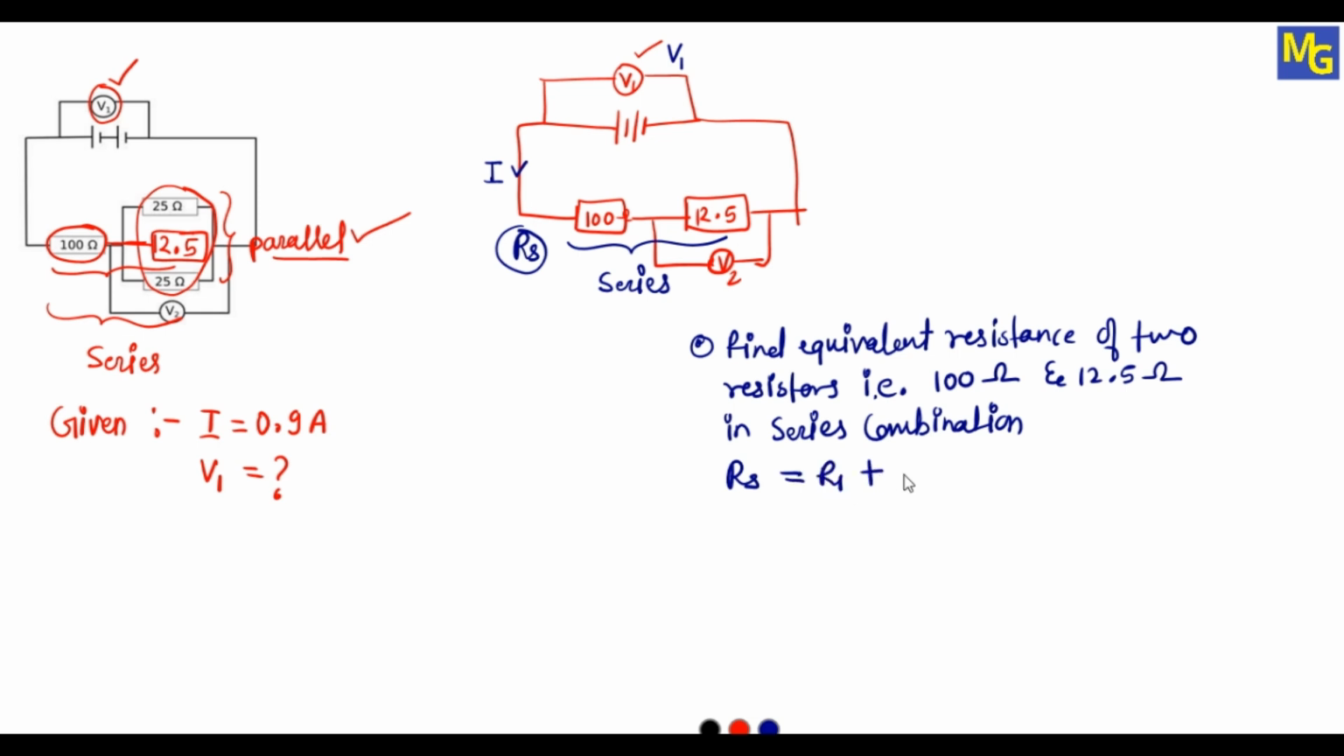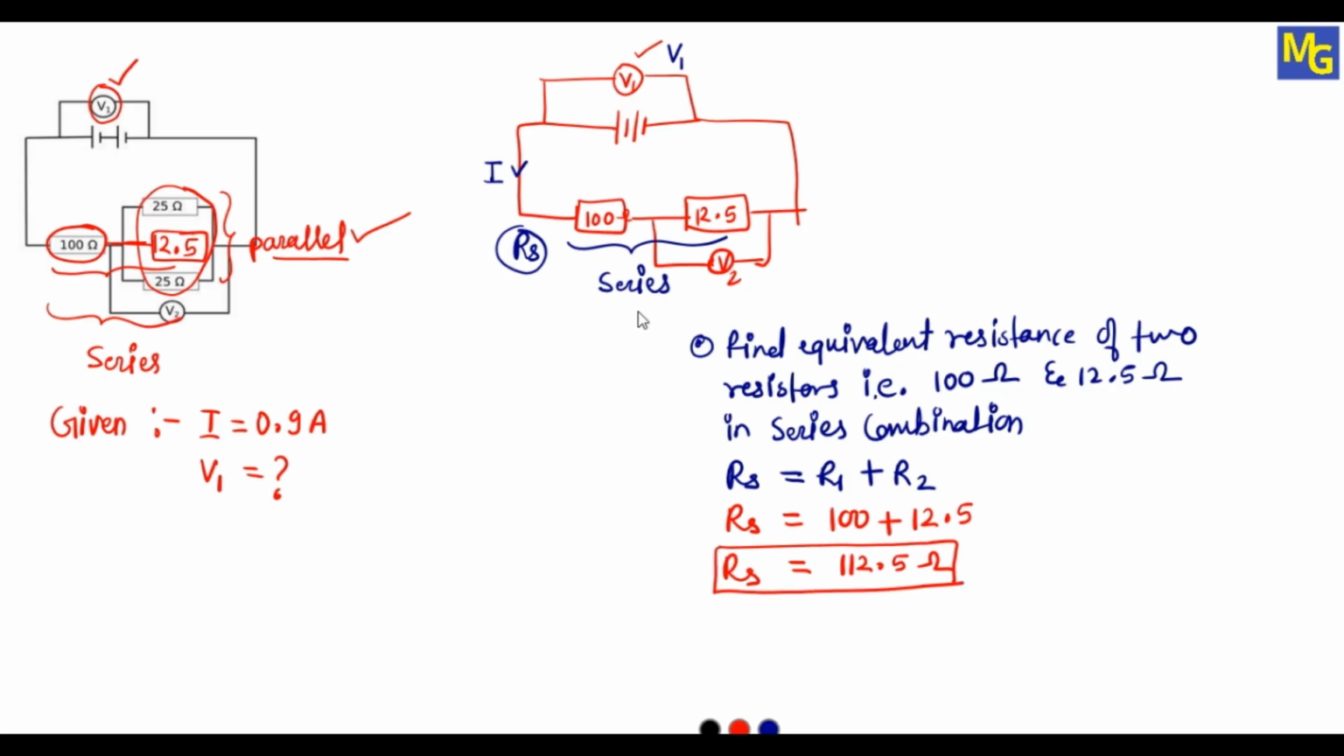We know R1 and R2, so substitute the values. R1 we take 100 and R2 we take 12.5. So what are you going to get here? The answer will be 112.5. Write down the unit ohm. So we got our effective resistance or equivalent resistance. So we got the answer of these two.